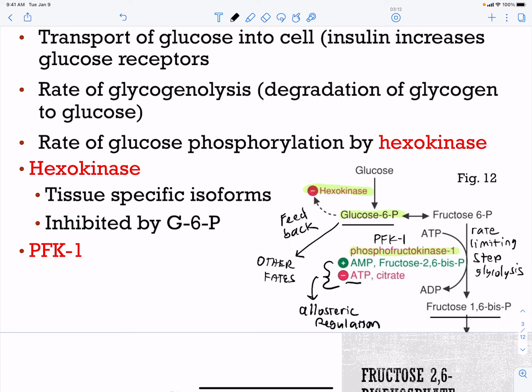There is citrate. Citrate is part of the TCA cycle that can come into the cytosol if it accumulates, and it can negatively regulate glycolysis. So citrate is from the TCA cycle. Fructose 2,6-bisphosphate sounds a lot like fructose 1,6-bisphosphate, and it is. If you have fructose 2,6-bisphosphate, it's going to be a positive regulator of pushing towards fructose 1,6-bisphosphate. We'll talk about that.